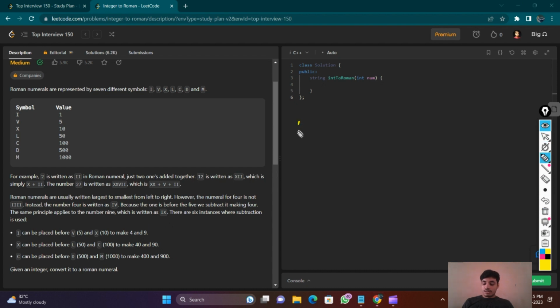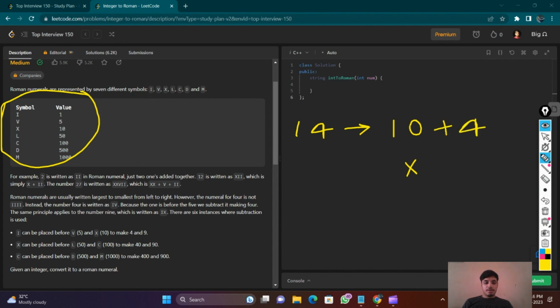Let's take the example 14 and try to convert it into a Roman numeral. To write this, first take the maximum value which is possible from this symbol and value table. The maximum value which can be taken from 14 is 10. So you can extract 10 and write it as X. Now the next is going to be 4. The 4 cannot be written as IIII because we have IV here. So you can directly store the value for 4, which is IV, because there is no other way to get it.